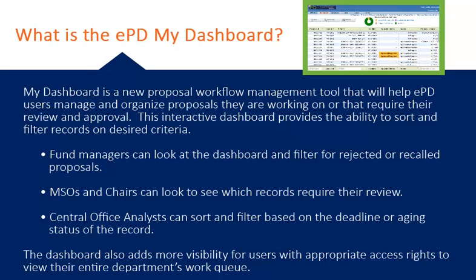This interactive dashboard provides the ability to sort and filter records on desired criteria. Fund managers can look at the dashboard and filter for rejected or recalled proposals. MSOs and chairs can look to see which records require their review. Central office analysts can sort and filter based on the deadline or aging status of the record. The dashboard also adds more visibility for users with appropriate access rights to view their entire department's work queue.